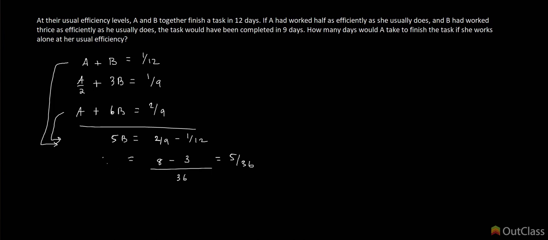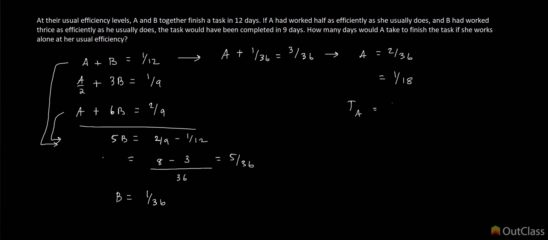5B is 5 by 36, that means B is equal to 1 by 36. You substitute that here. You have A plus 1 by 36 is equal to 1 by 12. I'll replace with 3 by 36. This gives me A is equal to 2 by 36 or 1 by 18. A will do 1 by 18 of the total work in 1 day. That means time taken by A will be 18 days.